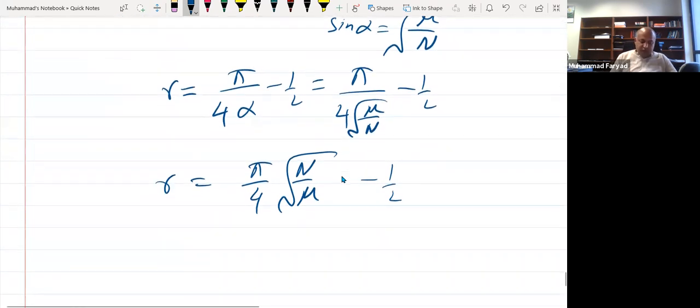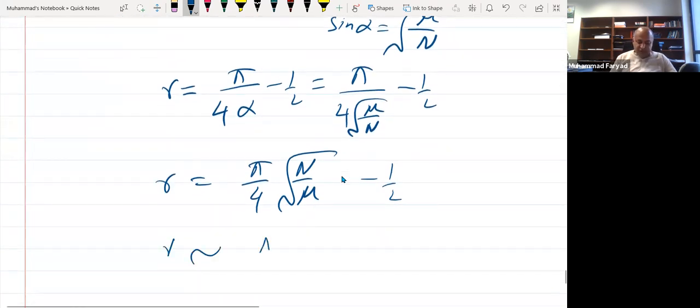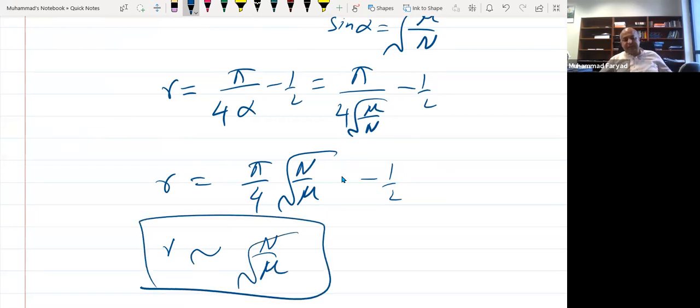And this is equal to pi over 4 square root of n over mu, minus half. So R is then of the order of square root of n over mu, which makes sense. If there are more solutions, we should be able to converge faster to the solution space. If there are, let's say, 100 items and 10 of them are already a solution, we will reach that stage in square root of 100 by 10, like in just 2 or 3 applications of the UF and diffuser.